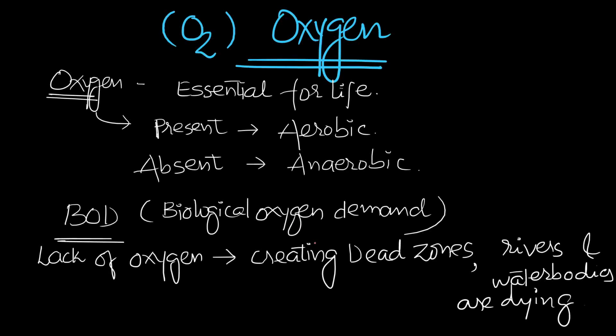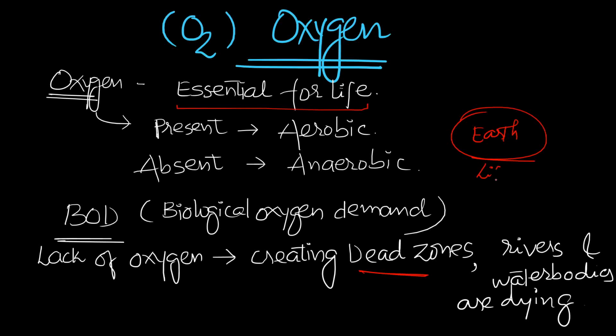So oxygen, as we have previously discussed, this concept of dead zone, we have already discussed. And oxygen is very essential for life, because we are on earth, and earth is only special because in earth there's presence of abundant oxygen, so that life can exist, and that is the speciality of our planet. So oxygen is very essential for life.